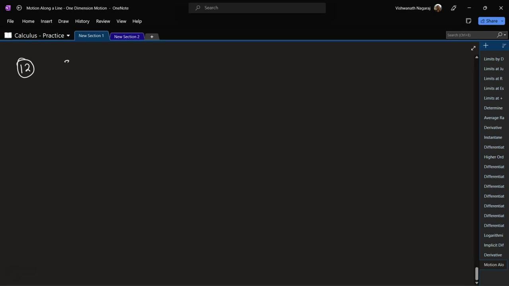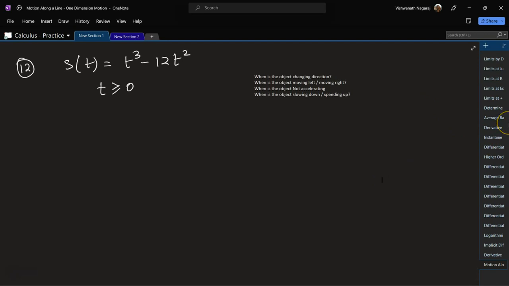Okay, we are given S of t is equal to t cube minus 12t square, and t is always greater than or equal to 0. Now, what we have to figure out is when is the object changing direction, when is the object moving left or moving right, when is the object not accelerating, and when is the object slowing down or speeding up, right?